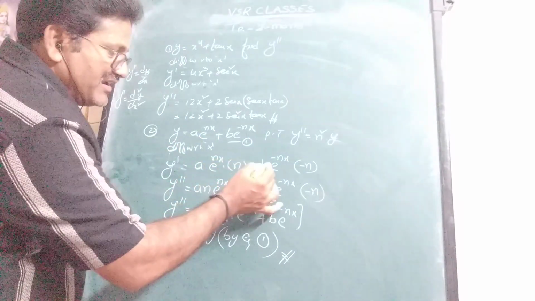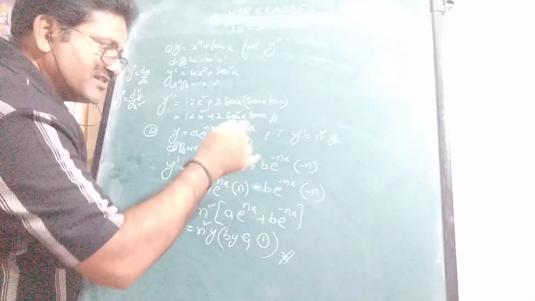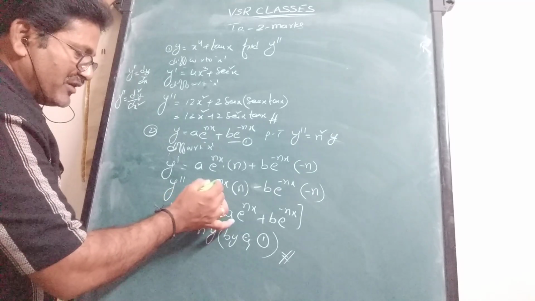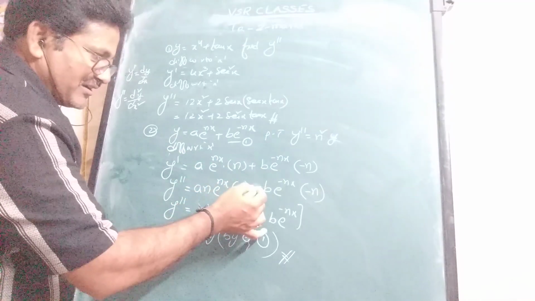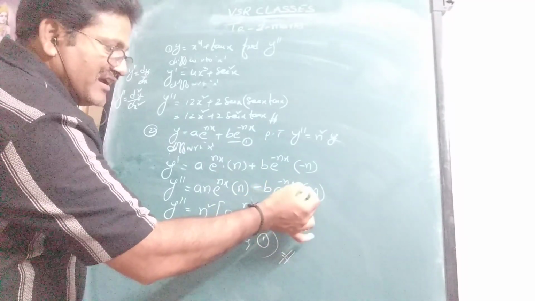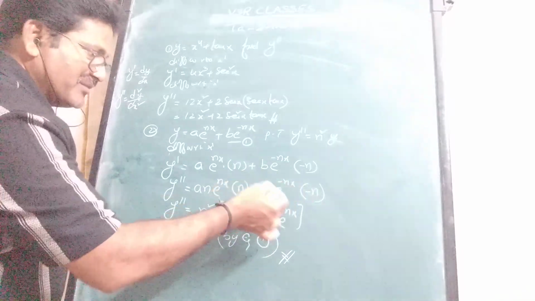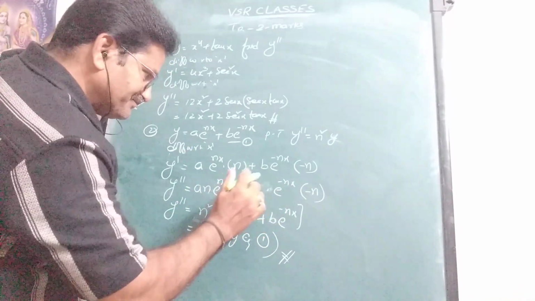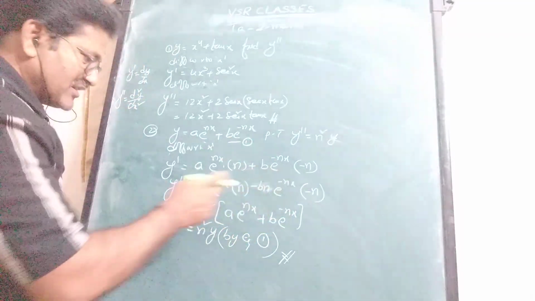Okay. And b e power minus nx. b is a constant, we can keep it outside. The derivative of e power minus nx is minus n. So that y double dash is equal to a n e power nx into, again second derivative I am doing, into n, similarly, minus b e power minus nx into minus 1. So if you multiply internally, n square is a common element for this. Here n should be there. b n. Okay.